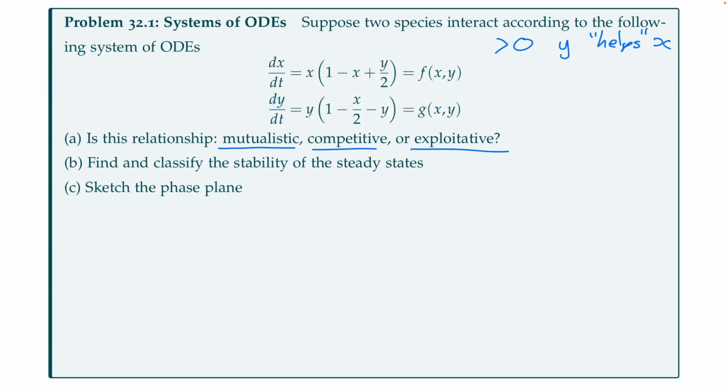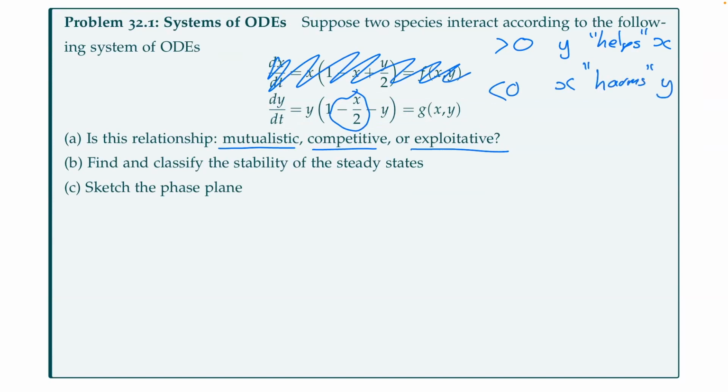I then do exactly the same for the other species. So cross out everything for X. I now have just Y by itself, and then think about what happens when I introduce X. This here is negative, so that means that X harms Y. It's reducing its growth rate. For this to be mutualistic, we'd need both of these to be positive, so they would both be helping each other: mutualistic, cooperative, same thing. For them to be competitive, we'd need both of them to be negative, so they each harm each other. And exploitative means that one of these is positive and one of these is negative.